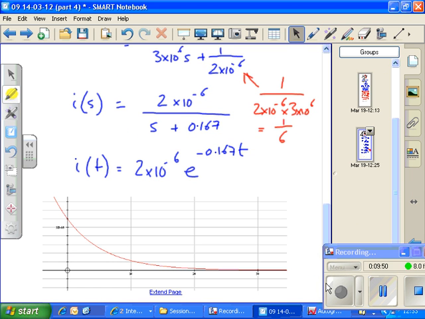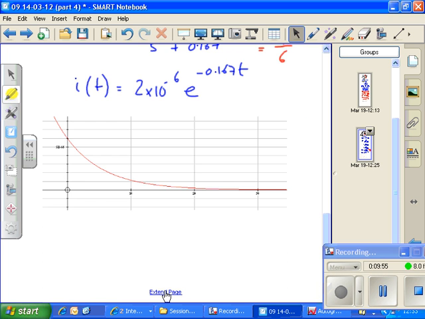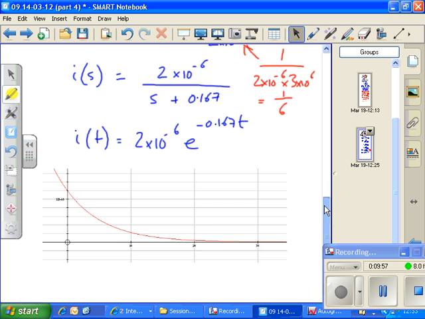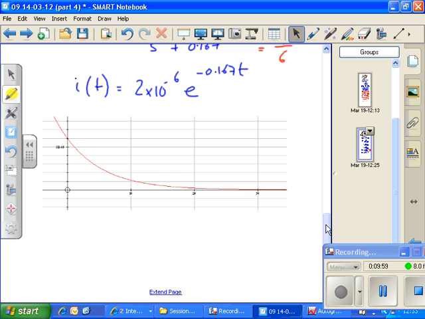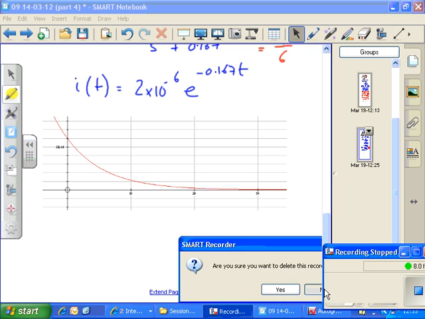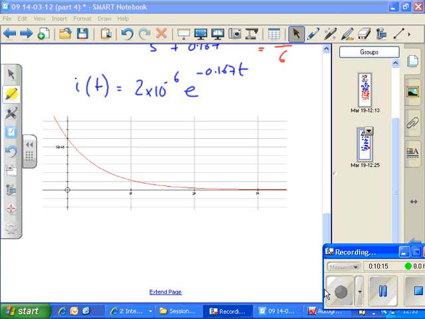So plotting the graph at the end using Autograph, we see that we start off with a current of 2 times 10 to the minus 6 amps, which you might have been able to predict, and then it decays exponentially, and it looks as though it takes around about 30 seconds for this current to decay to about 0. Now you might want to have a look at the next couple of questions, and the video solutions occur later on.